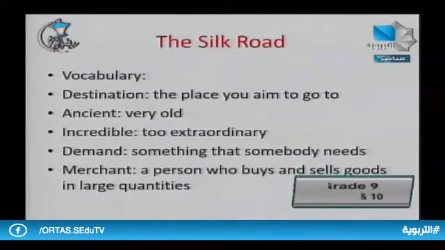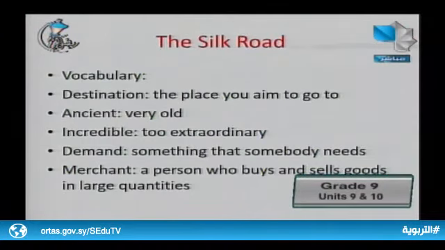The Silk Road. The text of Unit 10 is the Silk Road. We are going to talk about some vocabulary in the reading text.